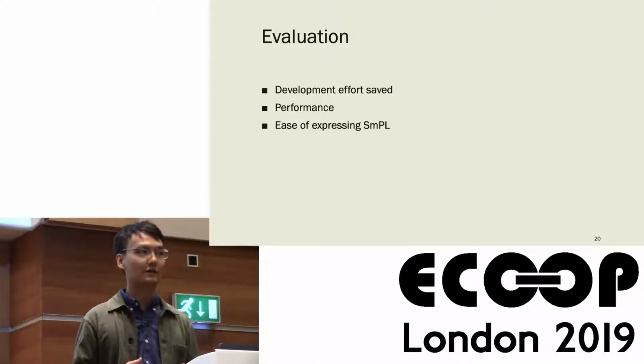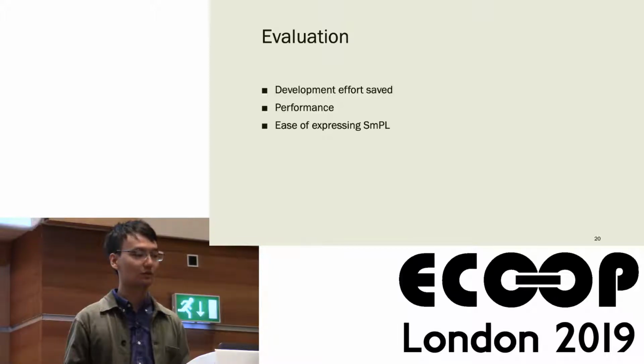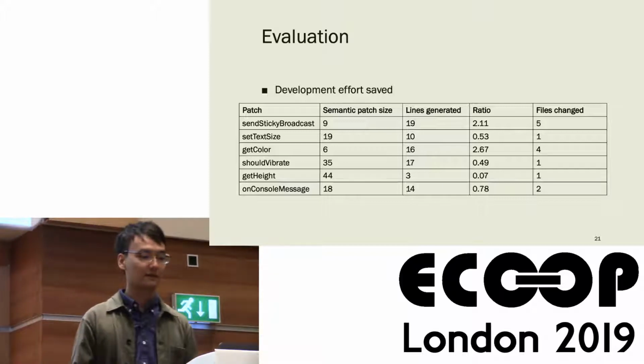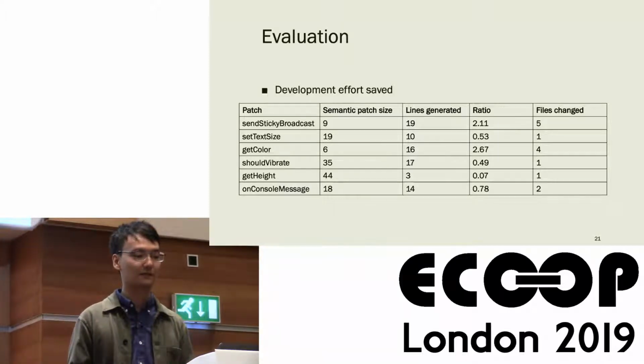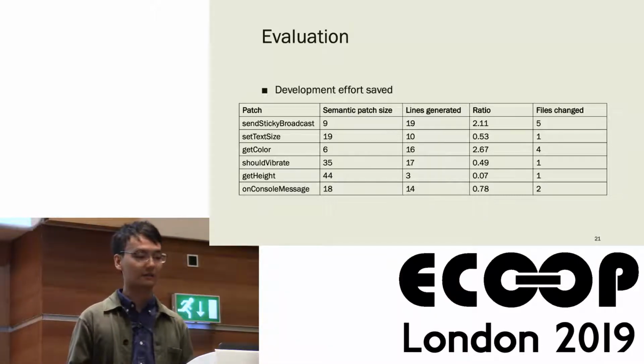So in total, I've only talked about 2 cases, but in the paper, we looked at a total of 6 cases. And then we evaluated them in terms of the development effort saved, the performance of our tool, as well as the ease of expressing SmPL. In terms of development effort saved, it increases in proportion with the number of replacement sites. So we look at the ratio of the lines generated to the semantic patch size.